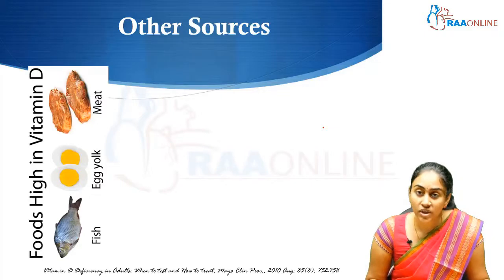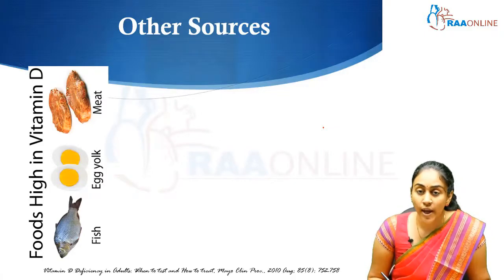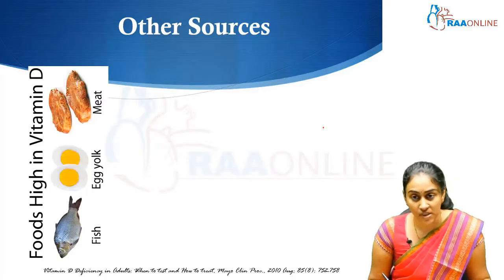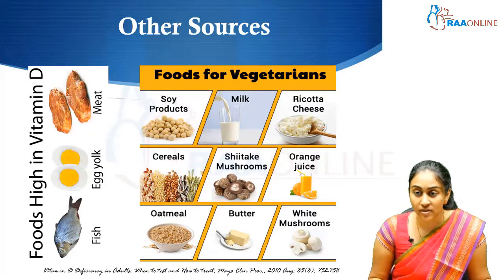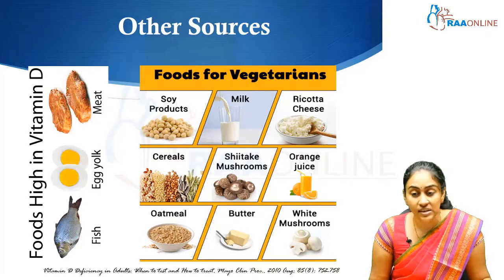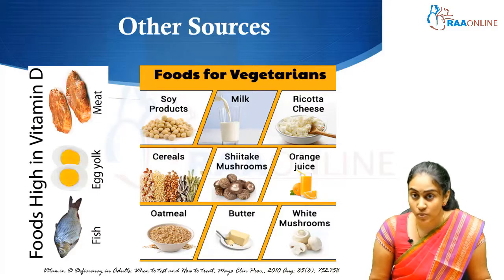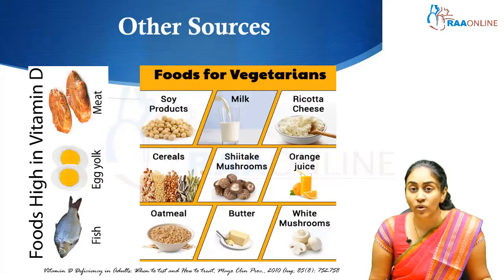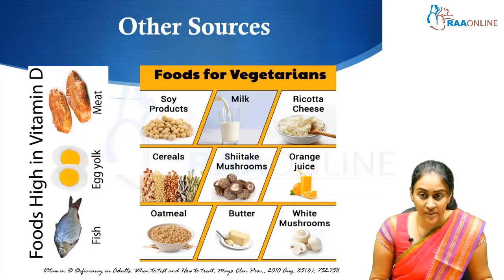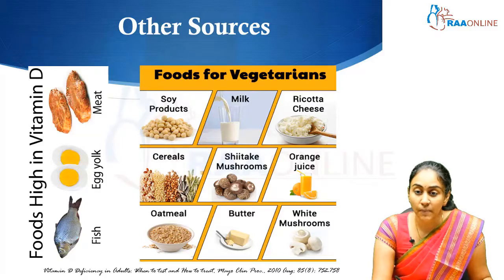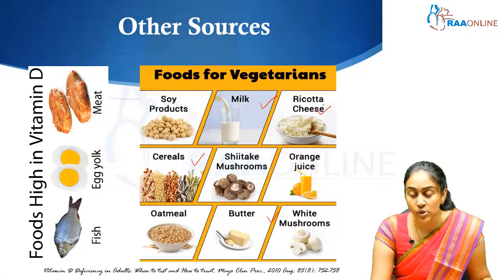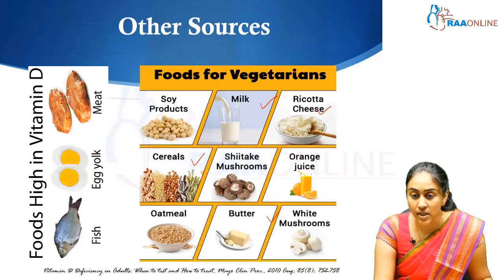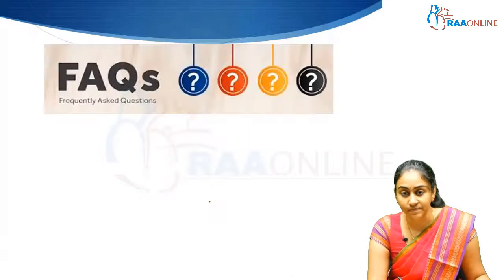As far as the non-vegetarian diet is concerned, fish, egg yolk and meat are very rich in vitamin D. Now as far as vegetarian diets are concerned, soy products, milk, cheese, cereals, mushrooms, orange juice, oatmeal, butter, white mushrooms, all of these have a lot of vitamin D. So important ones to remember would be milk, butter, cereals, cheese. So basically a lot of milk products and soy products and oatmeal.